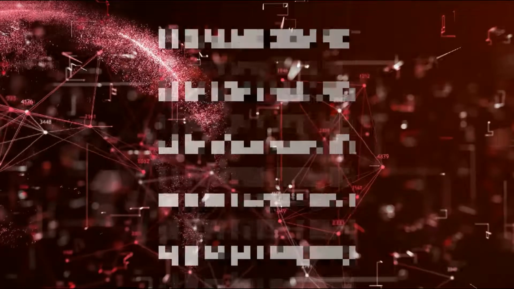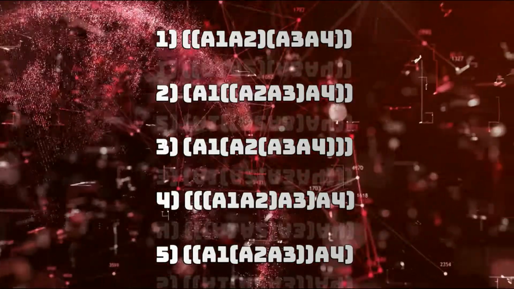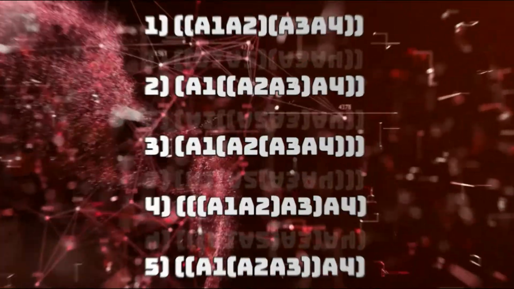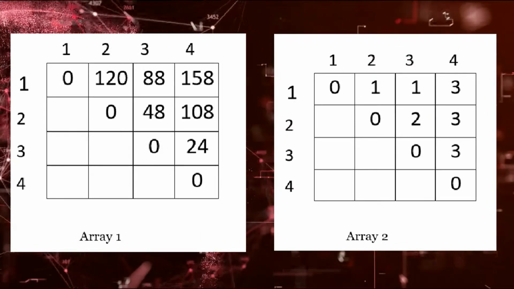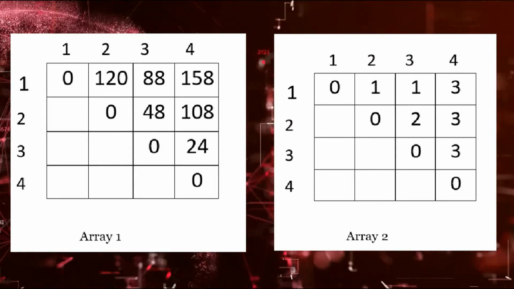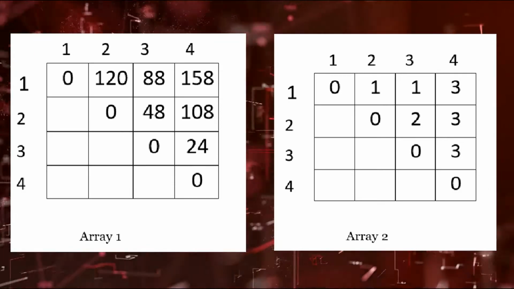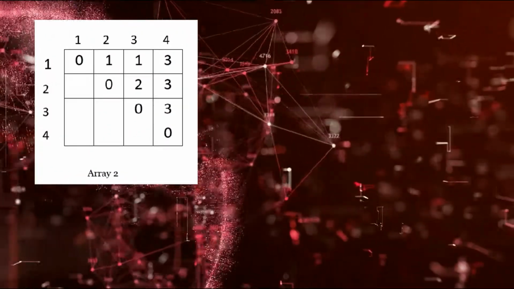Now we'll solve the last and final value, that is the number of operations for A1, A2, A3, A4. There are 5 possible solutions for this, and we'll calculate the minimum one and update it in array 1, and according to it we'll update the separation point in array 2. Now we have filled the 2 arrays. The last step is to decode the order from the obtained matrix. We'll use array 2 for the same.